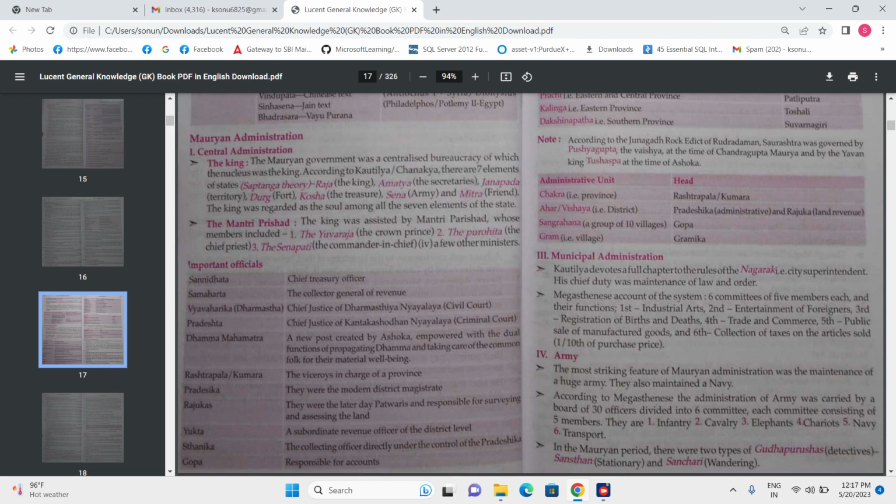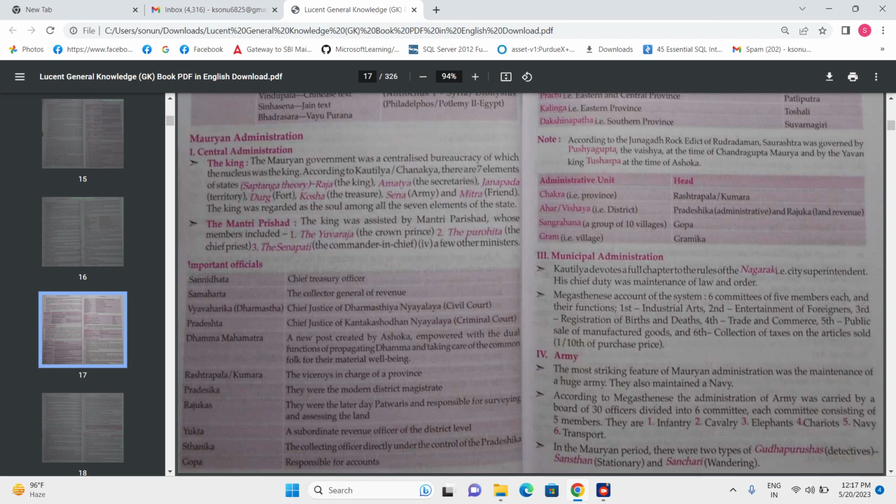Okay, so let's see another administrative unit. Chakra, also called province. Head of province: Rashtrapala or Kumara. Then head of district: Pradesika for administrative work, and for land revenue Rajuka. Then head of 10 villages: Sangrahana Gopa, and head of village: Gramika.